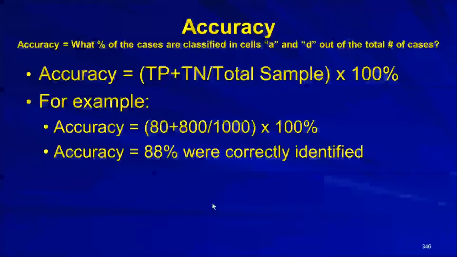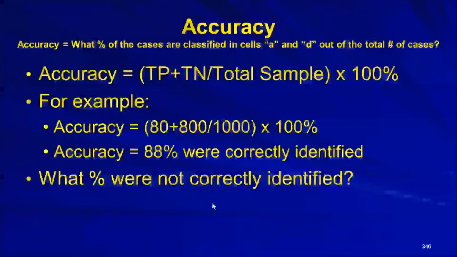So 88% were correctly identified as being either true positives or true negatives.